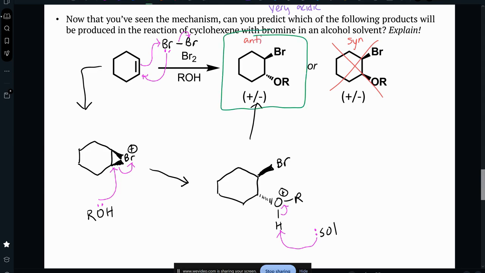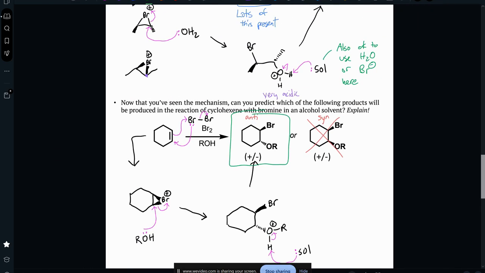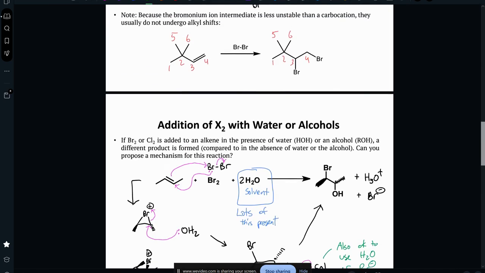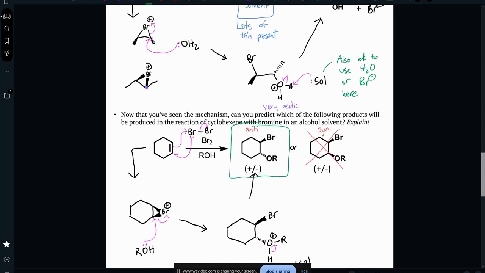And that plus minus means I would get both enantiomers. So if we chose to attack the other carbon, then we would make the other enantiomer of that product, where bromine's going back into the page and OR is coming forward. All right, so those are different mechanisms that go through the bromonium ion, just like we did various examples where we went through a carbocation. We've done a few different examples where we go through a bromonium ion.